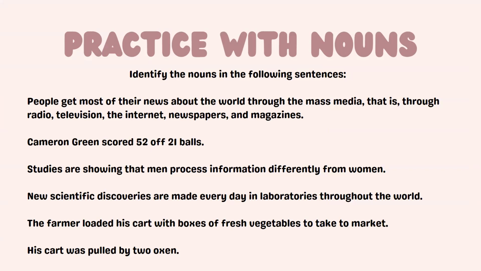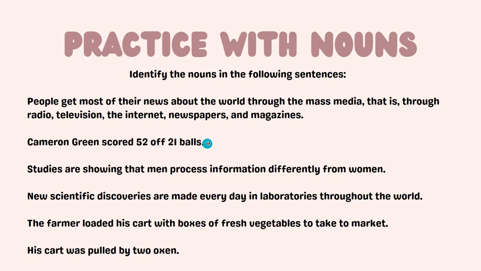Did you figure out the nouns within the sentences? Let's go over it quickly. In the first sentence, "people get most of their news about the world through the mass media, that is, through radio, television, the internet, newspapers, and magazines." Your nouns are going to be people, news, world, media, radio, television, internet, newspapers, and magazines.